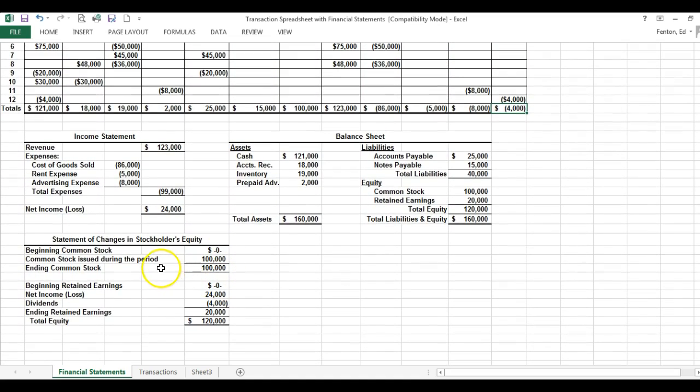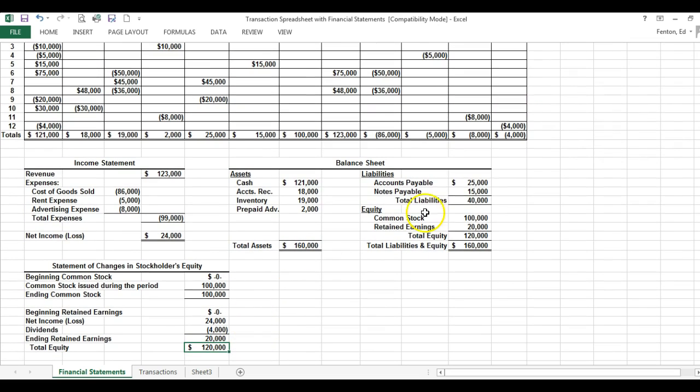Now, this third statement is sort of a bridge between the income statement and the balance sheet. Net income was $24,000. We drop this down here. Dividends were $4,000. That reduces retained earnings. That's why retained earnings is $20,000. The stock we sold is $100, sitting right here, and that's our total equity, $120,000. In the balance sheet, here's the $100, here's the $20 for retained earnings, $120 total equity, plus the liabilities of $40. So liabilities and equity would equal $160,000, and those are the assets.